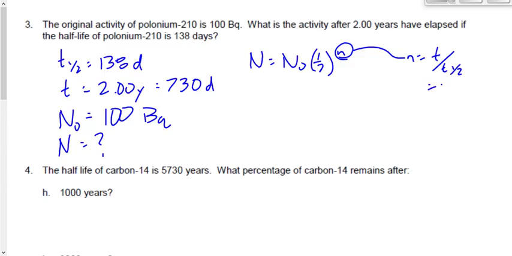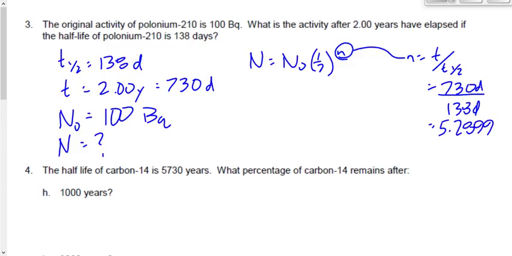Let's say it's 730 days divided by 138 days. Let's see, 730 divided by 138 gives us 5.2899. Okay, there's the number of half-lives.